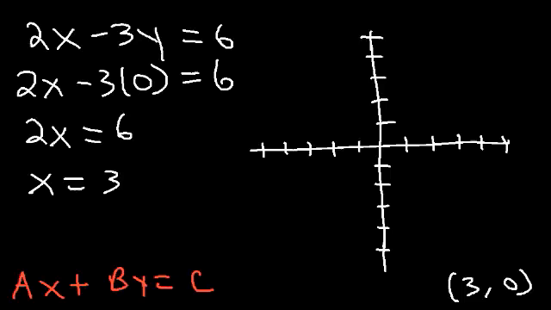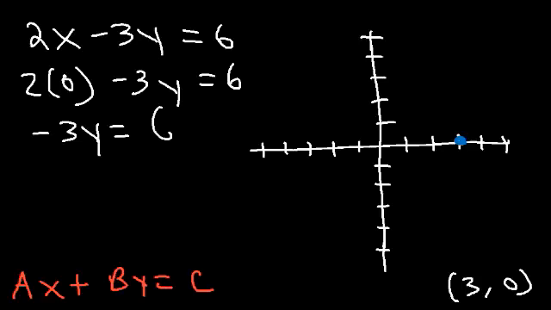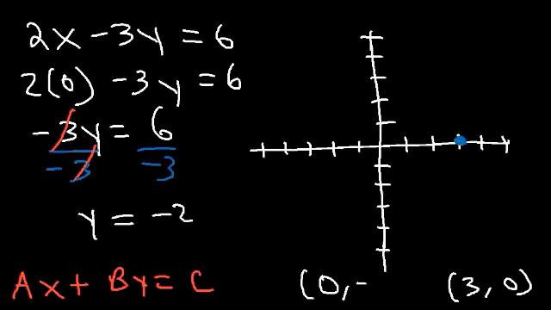And so we can plot that at 3 on the x-axis. So now, let's find the y-intercept. This time, we're going to substitute x with 0, and we're going to solve for y. 2 times 0 is 0. So we have -3y is equal to 6. So let's divide both sides by -3. 6 divided by -3 is -2. So the y-intercept is (0, -2).